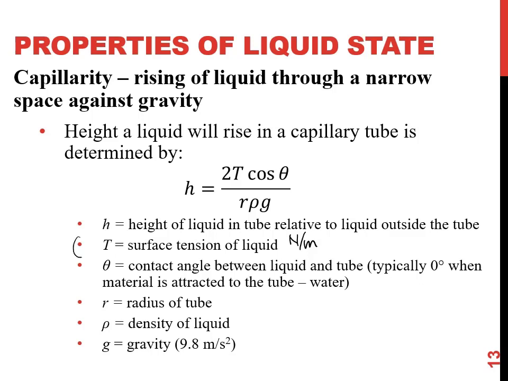The surface tension for water is equal to 71.99 millinewtons per meter. So this becomes a constant that we can look up for any of our substances. We will typically be doing things with water, so the surface tension for water is 71.99 millinewtons per meter.